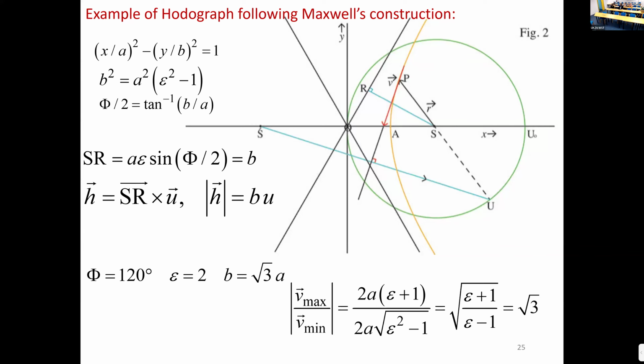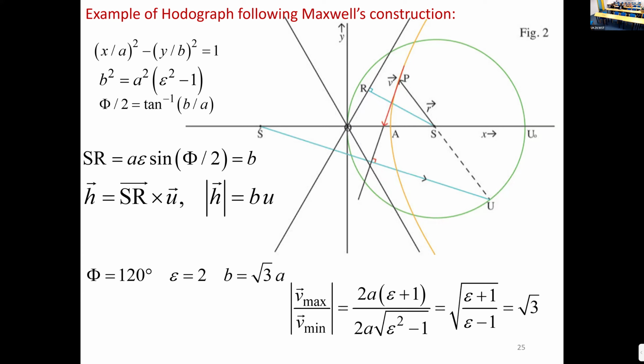I pointed out that this happens to be a special case for the drawing in which the eccentricity value, this value epsilon, equals 2, and that is the angle between the asymptotes. The half angle of 60 degrees means that this particular hodograph passes through the origin. That's a special case. But this is the drawing. We have the particle traveling along the hyperbola. That is the center of force over here.